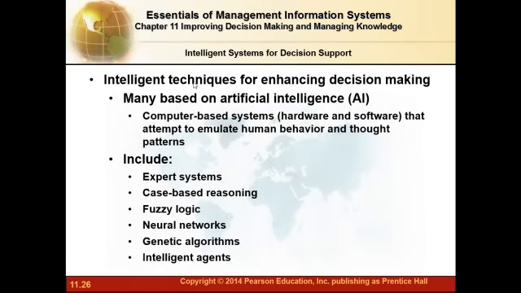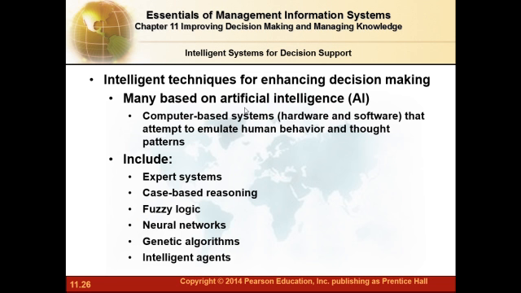Intelligent systems for decision support. Intelligent techniques for enhancing decision making. Many are based on artificial intelligence. Many people have the impression that artificial intelligence is all about computers taking over the world and turning on their human inventors. But that's not true. They can't replace humans because humans create this technology.